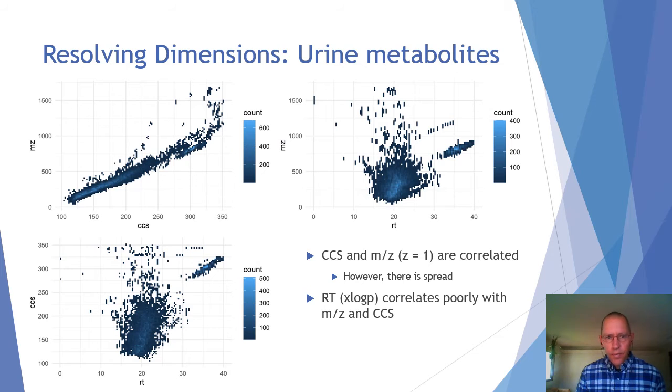So let's look at some of our model data first to get an overview of our distributions. We can see, as expected, in the upper left that CCS and mass to charge are correlated, particularly in the case of Z equals 1, which is typical for metabolites. This is very expected and has been shown experimentally as well. Retention time and mass to charge in the upper right are more poorly correlated. You can see a small area where you do see stronger correlation, but in this case, the correlation is relatively poor on the metabolome scale. Likewise for retention time and CCS.